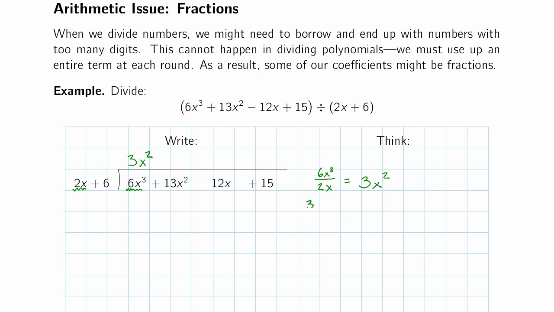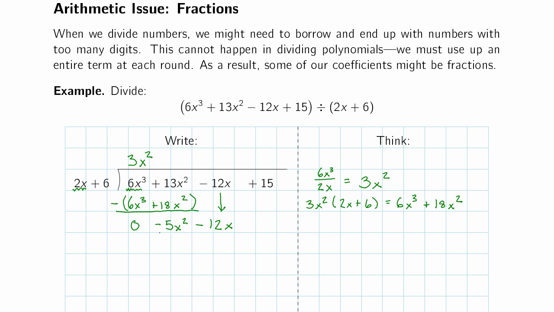We multiply our 3x squared times 2x plus 6, and that'll give us 6x to the third plus 18x squared. We subtract. 6x to the third minus 6x to the third is 0. 13x squared minus 18x squared is negative 5x squared. Finally, we bring down the next term, negative 12x.